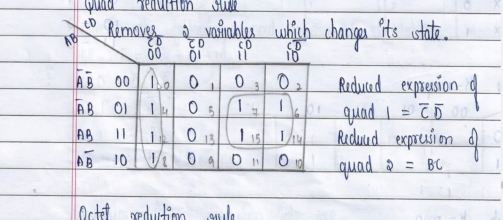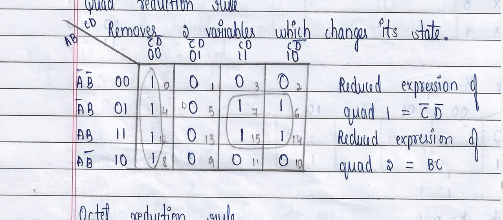Then consider the left side. On the left side, A bar B bar is there, A bar B is there, A B is there, A B bar is there. Check whether there are any changes. See here, B bar is changing to B, and here A bar is changing to A. So we can remove these two variables. On the left side, we can remove both variables A and B. Then which is the top side? C bar D bar. So the reduced expression of quad 1 is equal to C bar D bar.